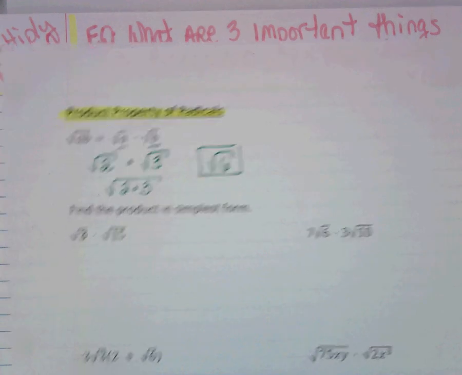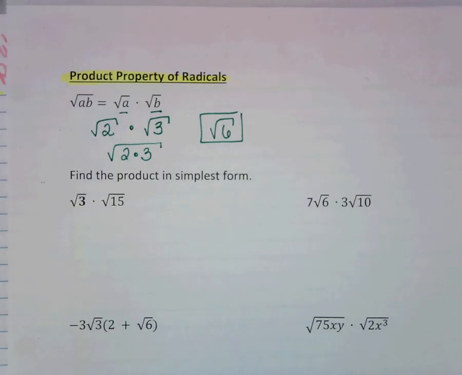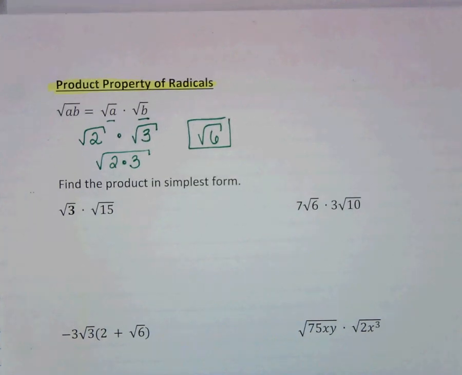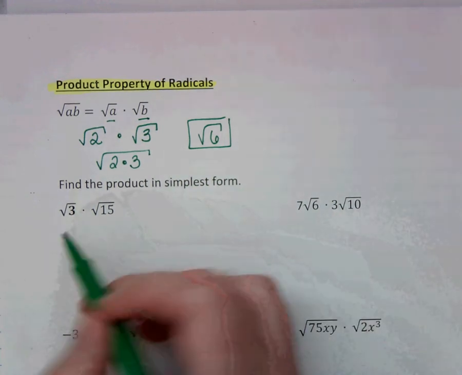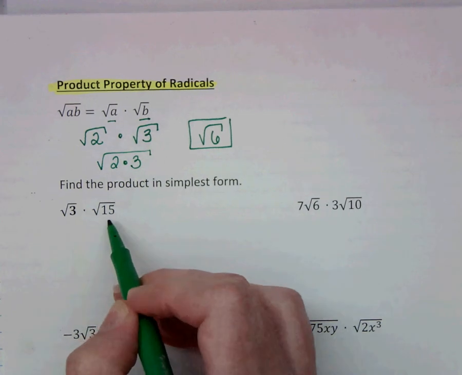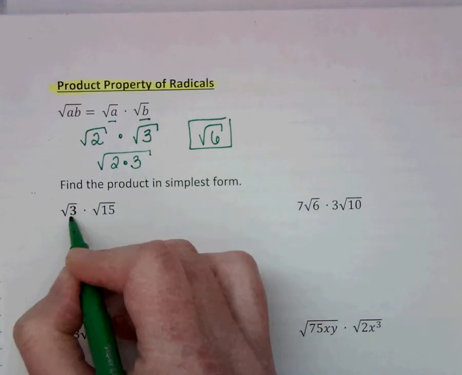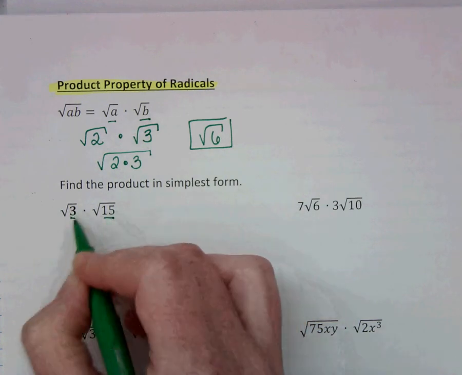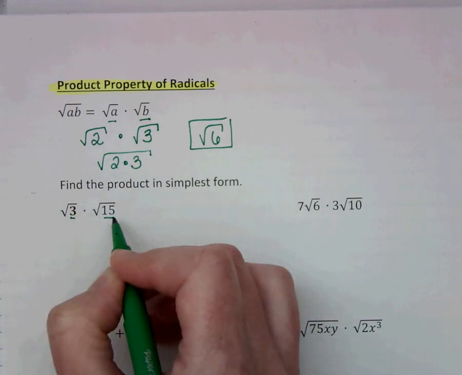Okay, so let's look at some examples. And as we look at all of these examples, I want you to keep in mind that sometimes there's more than one way that you can approach this. So if you have a different way in your mind, then that could be okay. Here we have the square root of 3 times the square root of 15. I want you to notice that neither one of these radicands has a perfect square inside of it. So neither one of these can be simplified more.